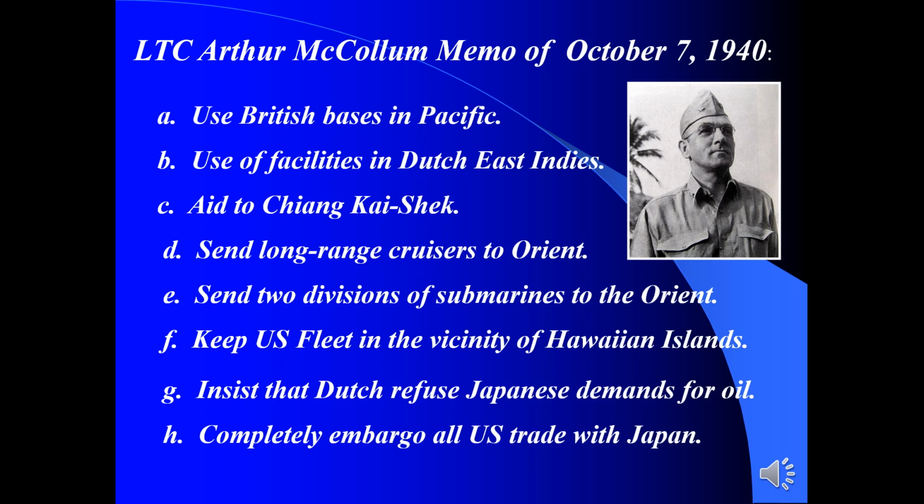Establish a military presence in the British bases. Maintain presence in the Dutch East Indies. Provide aid to Chiang Kai-shek. Send cruisers and submarines to the Orient. Send 2 divisions of subs to the Orient. Keep the United States fleet in Hawaii. And have the Dutch refuse Japan's request for oil and stop all U.S. trade with Japan.